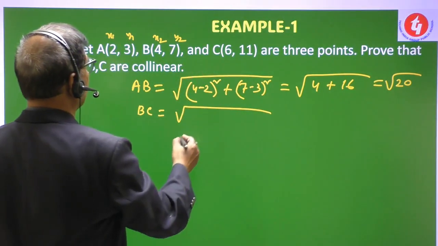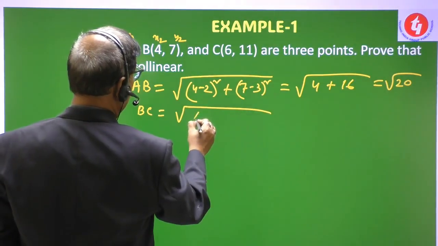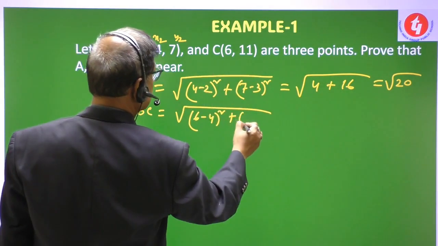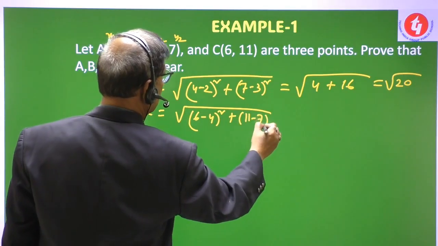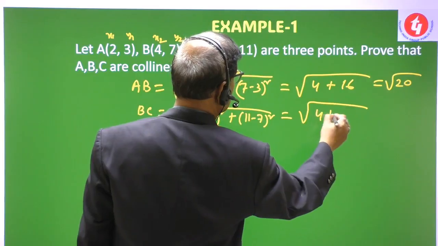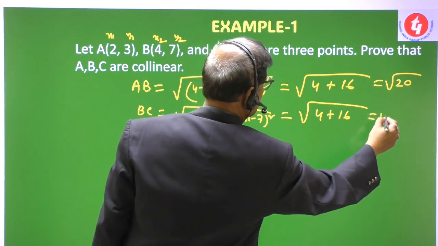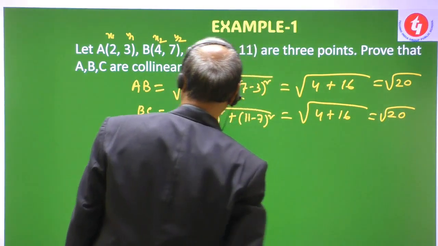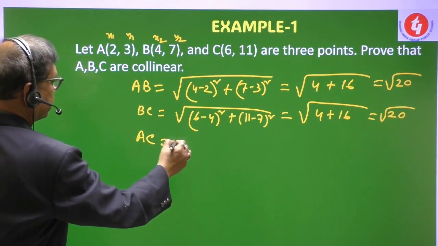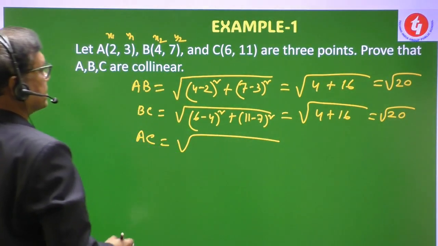6 minus 4 whole square plus 11 minus 7 whole square. That means 4 plus 16, that is again root over 20. Now let us find AC. What is the result for AC?